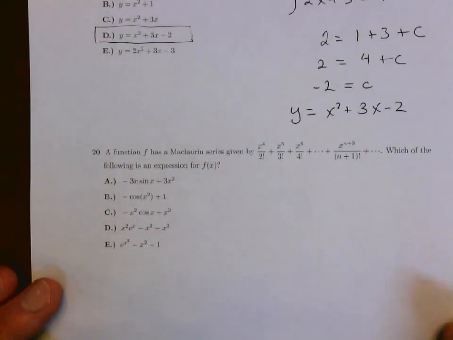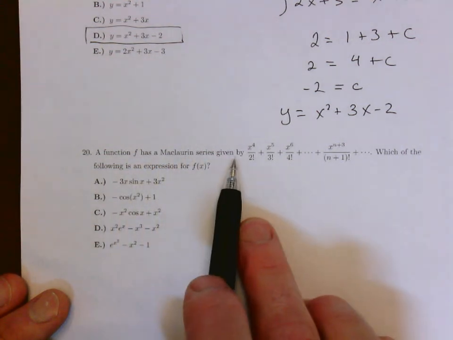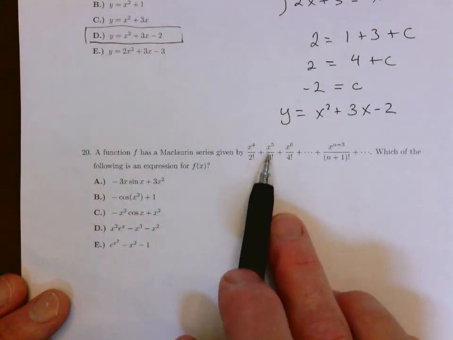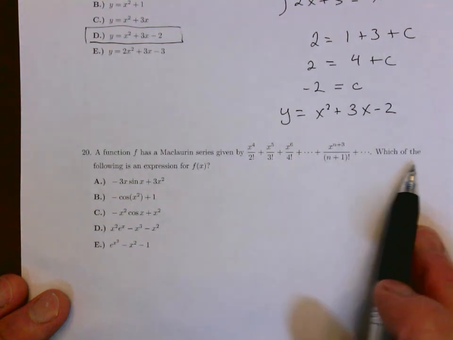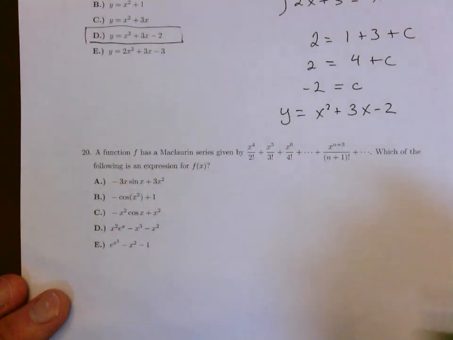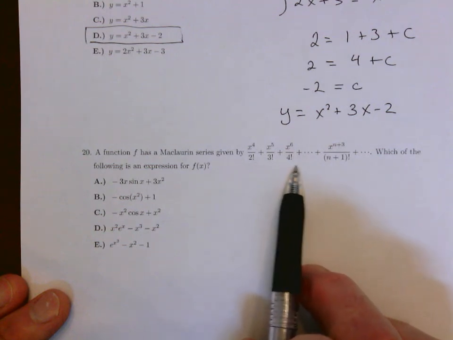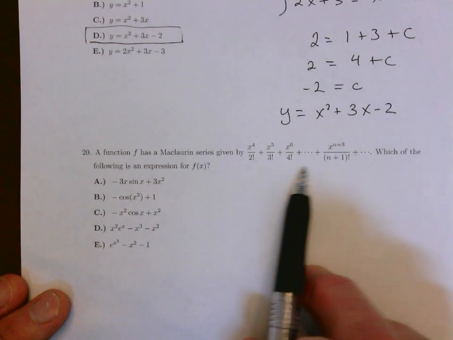Okay, last one. A function f has a Maclaurin series given by x to the fourth over 2 factorial, x to the fifth over 3 factorial, and so on. Which of the following is an expression for f of x? This one's tricky. You have to be able to look at this and recognize what it looks like, and then we have to manipulate it.